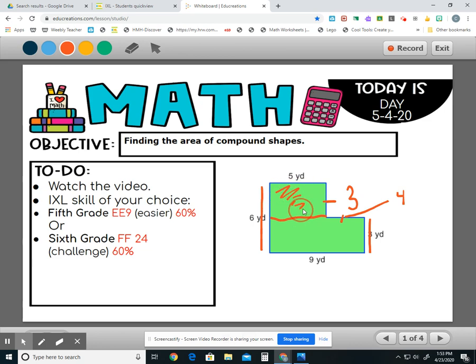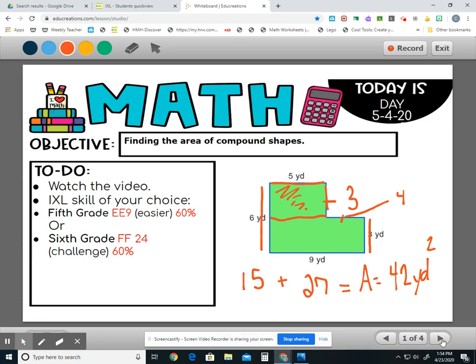So I'm going to solve this first part here, this first block. I know it is 5 times 3, and 5 times 3 is 15. So block number 1 is 15 yards squared. I need to add that to the bottom, so I'm going to figure that out. I know this is 9, and I know this is 3. It's hard to see because I drew the line over it, but it's still 3. And 9 times 3 is 27, so that box is 27. And then I'm just going to add those 2 together, 15 plus 27, and you get an area that is equal to 42 yards squared. Okay, so that was an easy example.